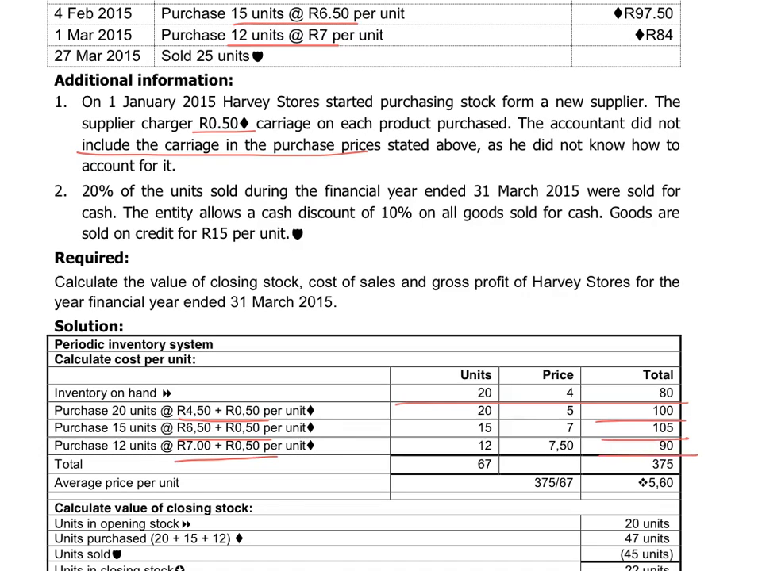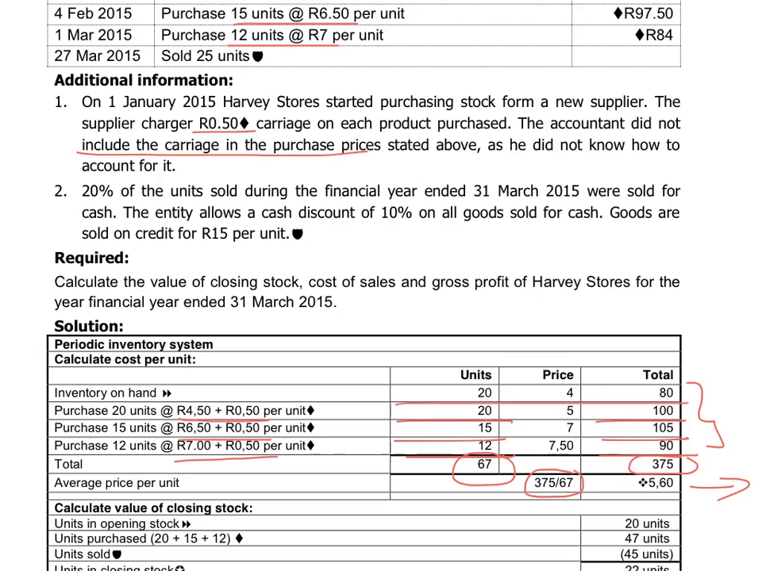and that will tell us the value of all the units. And we will write down every time how many units we buy, so that we can determine the total number of units available. That will include the opening inventory plus all the units purchased during the year. Then we will add up all the money, and we say that 67 units cost us in total 375 Rand. So if I want to calculate the average price, I take the 375 divided by the number of units, and that tells me that the price per unit is 5 Rand 60.